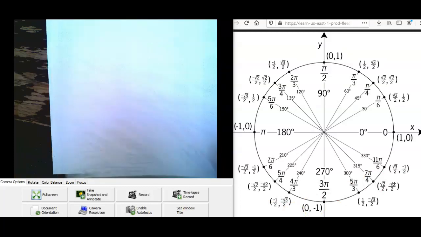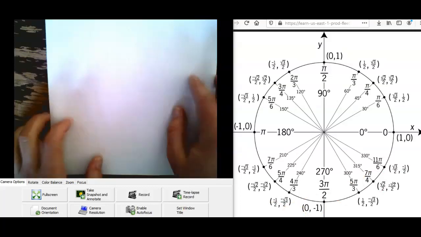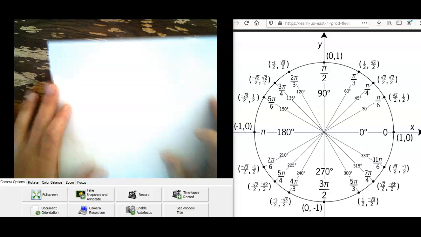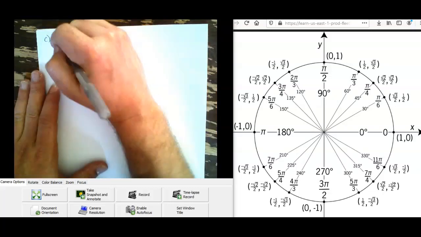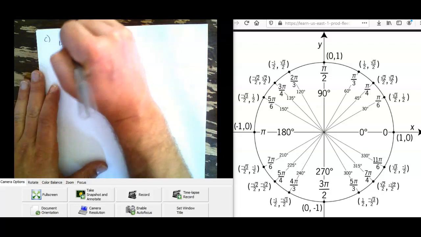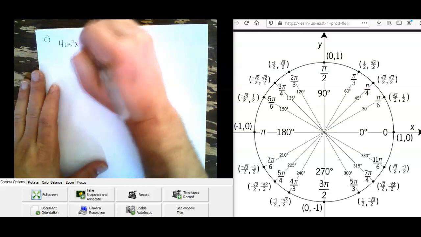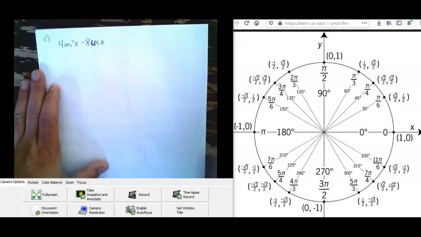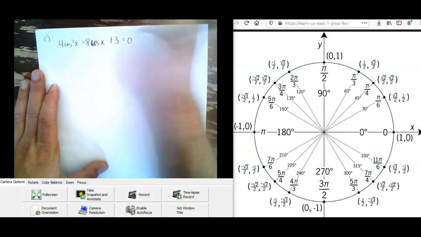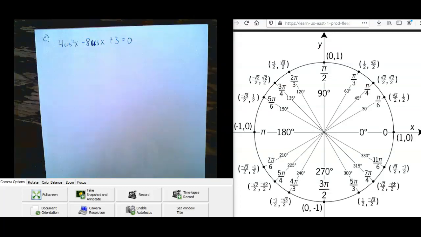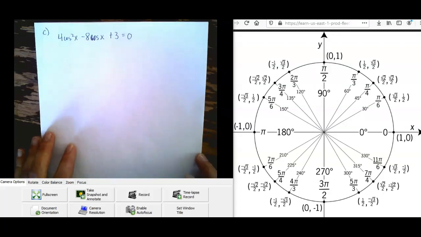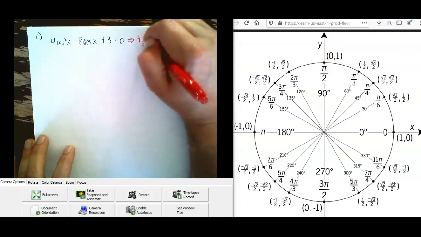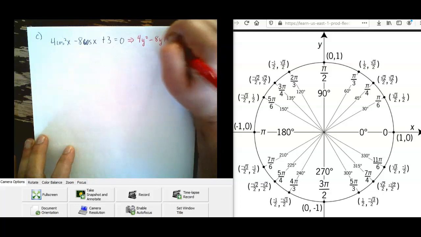Let's try one more of those. Let's see. Let's solve for cosine squared x minus 8 cosine x plus 3 equals 0. Alright, so this one kind of resembles the last one, so let's consider the basic function for y squared minus 8y plus 3 equals 0.